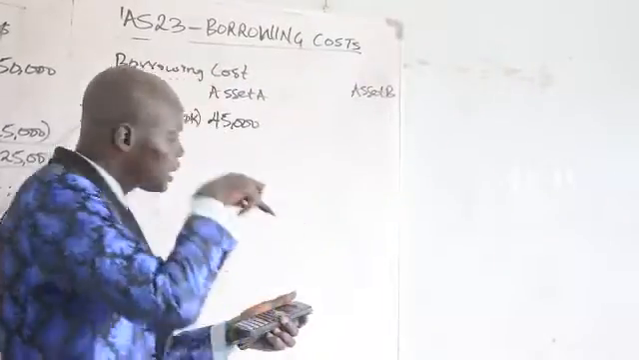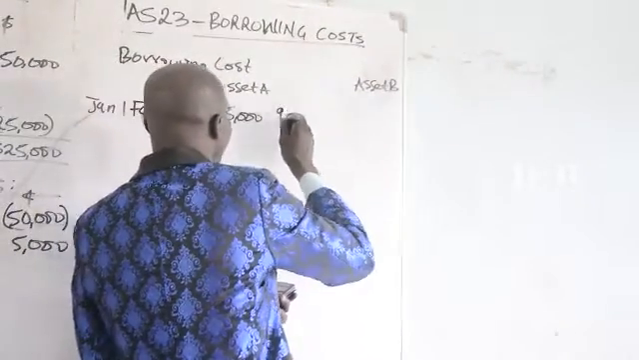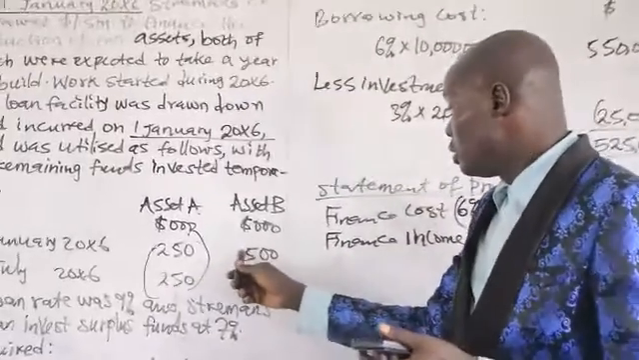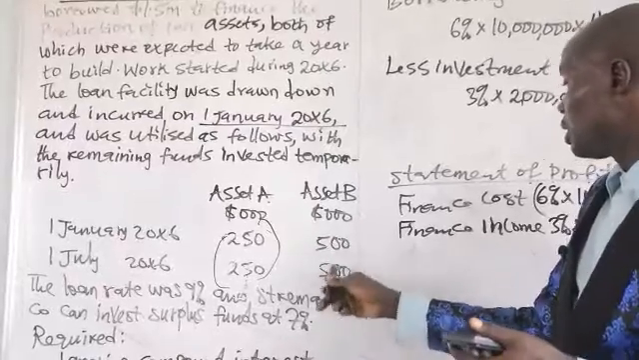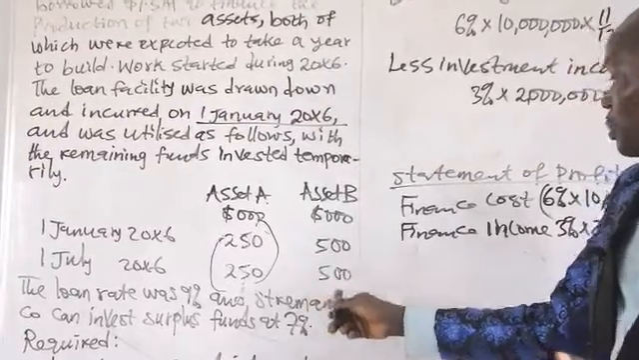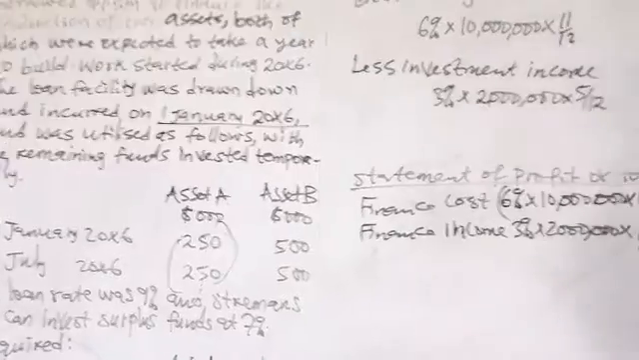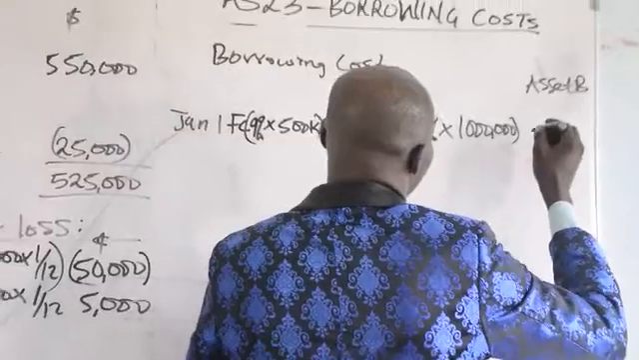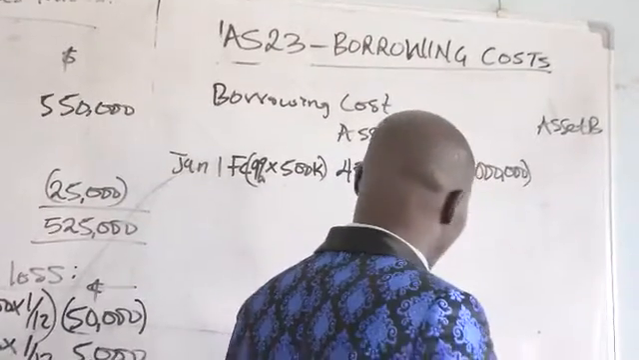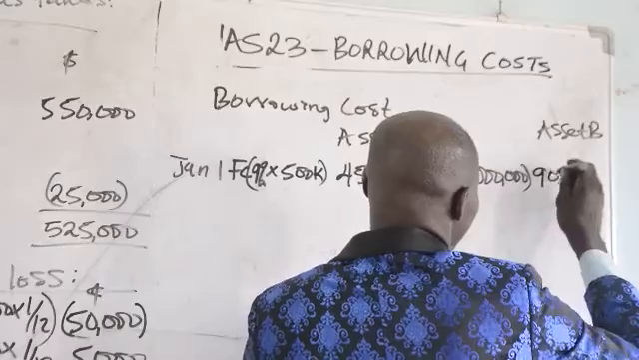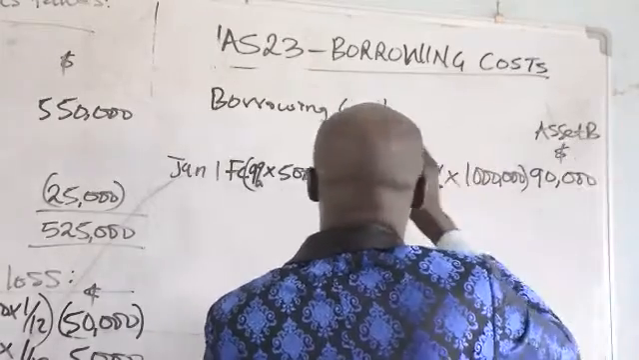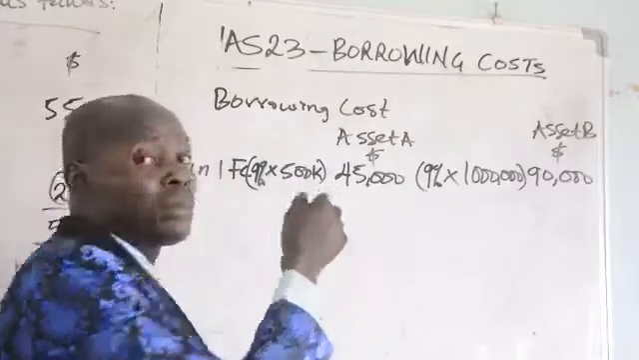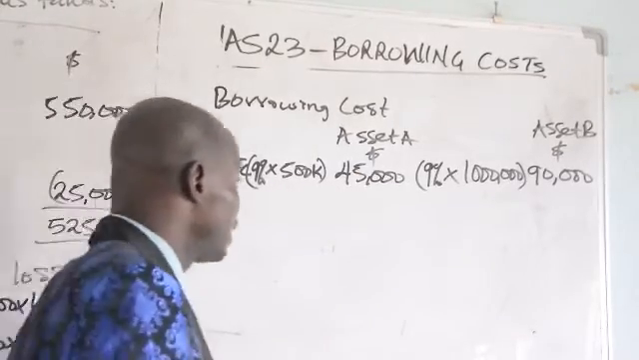45,000. For asset B, you also pay interest of 9% of the money you need to finance the project, which is 1 million, 500,000 plus 500,000. 9% of 1 million will give us 90,000. That is the amount of interest you are going to incur as borrowing cost that is eligible for capitalization.